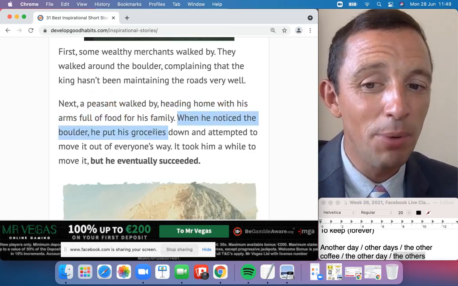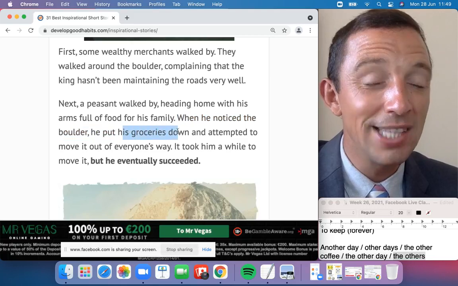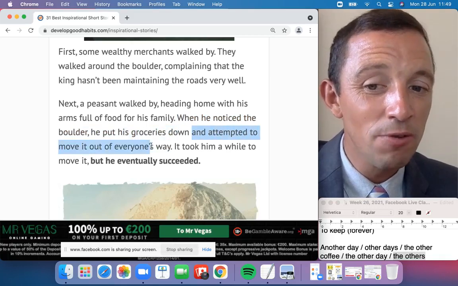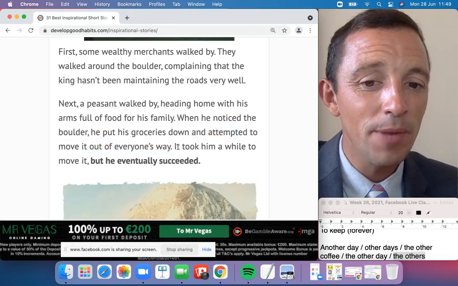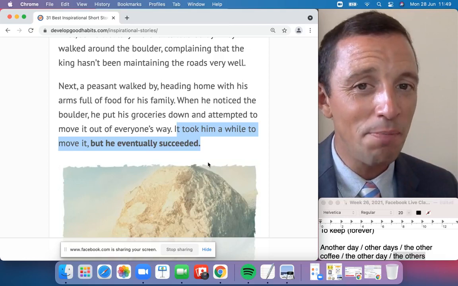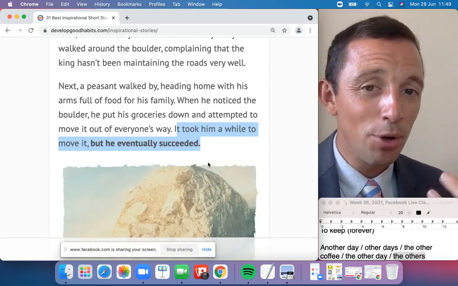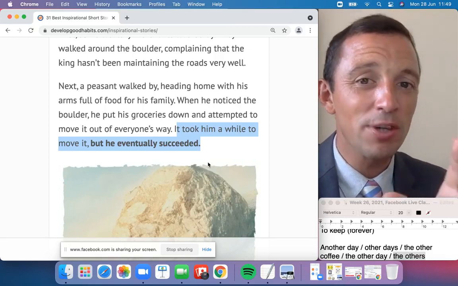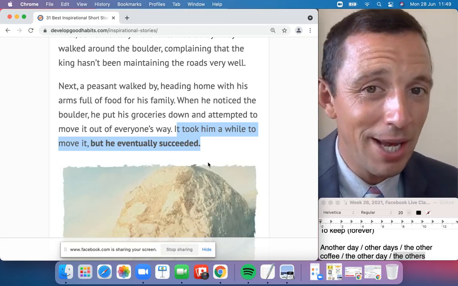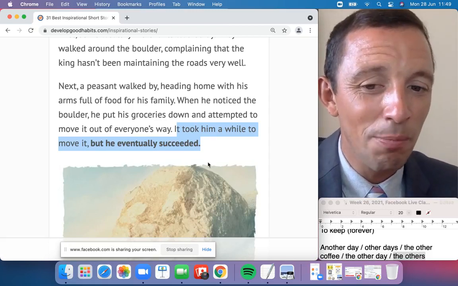When he saw the boulder, he put his groceries down, so he decided to focus on the boulder and tried to move it out of everyone's way. It took him a while, but he eventually succeeded. Okay, so the ordinary poor person maybe put the food down and focused on the boulder to try and move the boulder, compared to the merchants, the businessmen, who just ignored and complained.